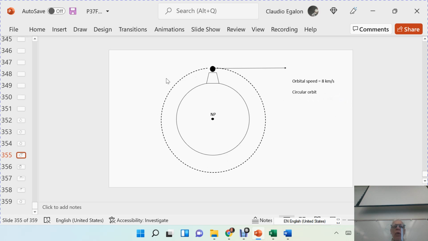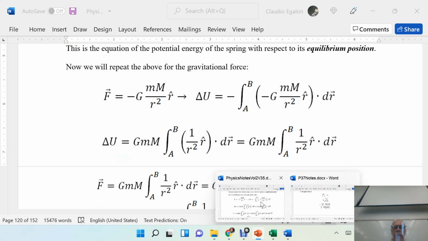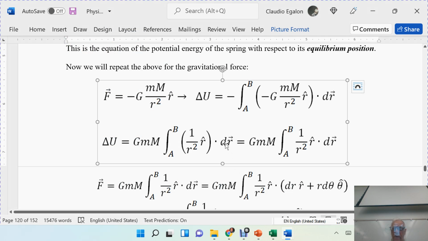So that's how you do it. You don't have to propel upwards. You can propel in the horizontal direction, provided the speed is fast enough, and you're going to circle the Earth. And the speed is 8 kilometers per second. So that's an important point to have in mind. Okay, now we can start talking about potential energy.